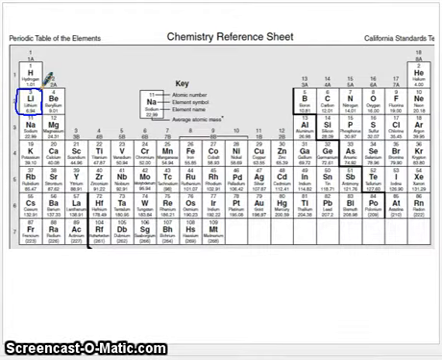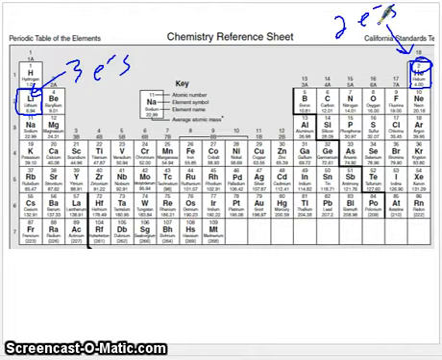The closest noble gas to lithium is actually helium. So lithium will want to be like helium. Now, in order for lithium to become like helium, it will have to lose an electron. Lithium has 3 electrons, and so it will lose one to become like helium, which has 2 electrons. Now, when lithium loses an electron, it becomes positive. So lithium gets a +1 charge, and this is what lithium would look like.